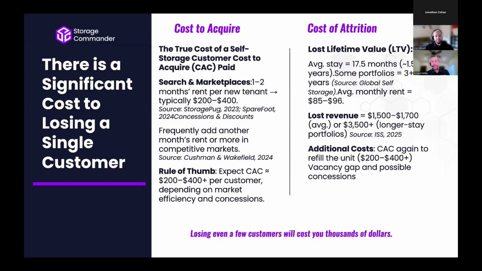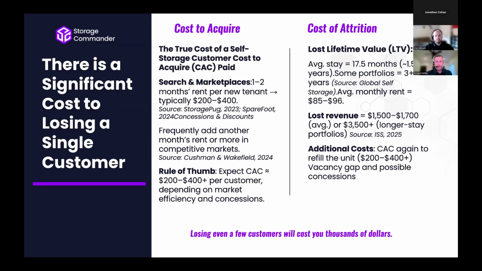So first and foremost, as you guys well know, there is a significant cost to losing a single customer, but there's also a significant cost to obtaining a customer. And so the first thing we talk about is the cost to acquire, CAC. When we talk about customer acquisition costs, we're simply measuring the total investment it takes to get one paying customer. What we see in the industry based on our sources is that can be about a month or two of rent a new customer would typically pay.